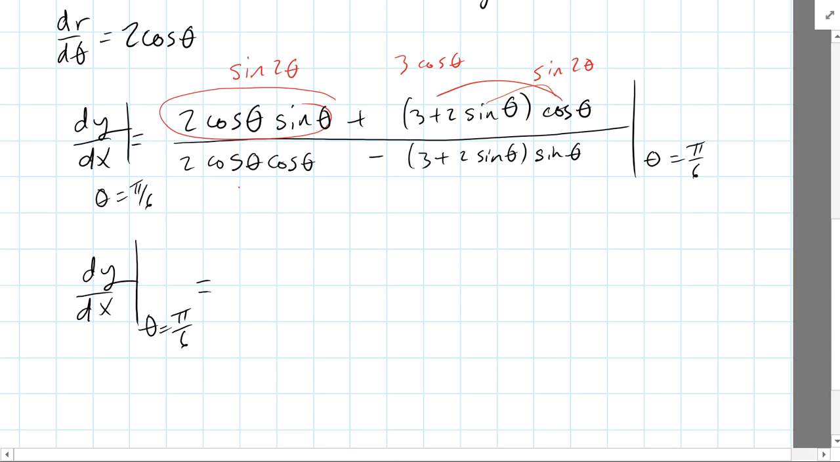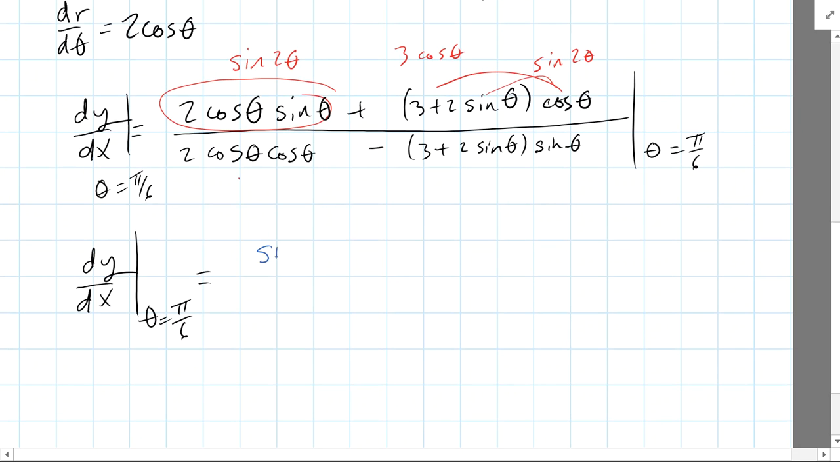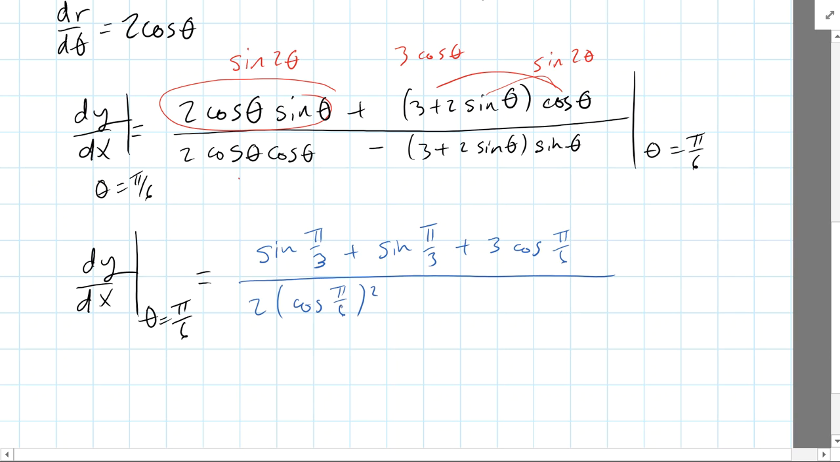So on the top, what am I going to do when I put in pi over 6? It's double pi over 6, which is pi over 3, right? So I have sine of pi over 3. And then back here I have another one, so I have 2 of them. I'm pulling that one up front, and then I have a plus 3 cosine of pi over 6, because I didn't double it. And then in the denominator, I have 2 times cosine of pi over 6, all that squared.